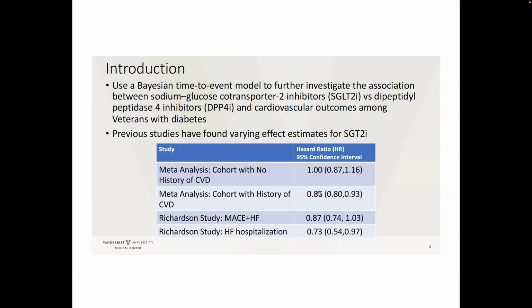You can see that some of the effect estimates are statistically significant and protective, others are not. So based on this, you can see that it's difficult to make conclusions about a protective association between SGLT2 and cardiovascular outcomes based solely on these statistics.